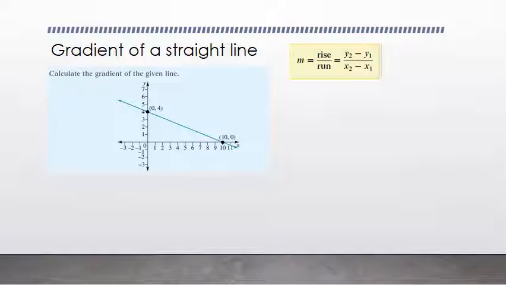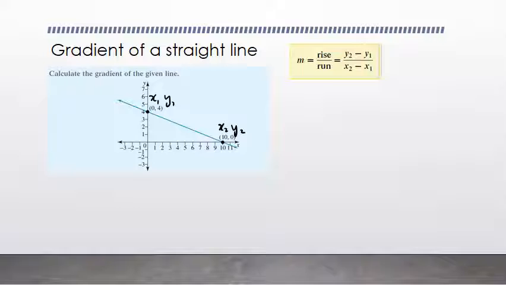So, calculate the gradient of a given line. Firstly, label your x1 and y1, and then x2 and y2. In terms of which ones you do it, it doesn't actually matter. You can swap the ones for the twos, but they must both be from the same point, because those little numbers actually mean they're from the first point and the second point. So if you had x1, y2, that does not work.